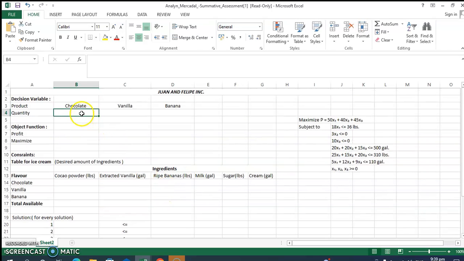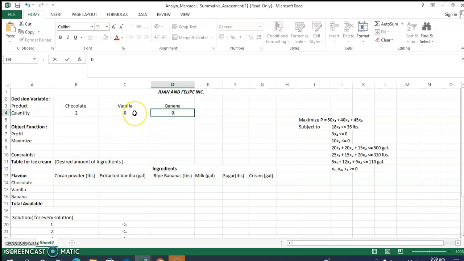So first, we're going to put the quantity in the decision variable. So the decision variable includes product and quantity. So the products are chocolate, vanilla, and banana. The chocolate has a quantity of 2 and the vanilla is 0 and the banana is 0.